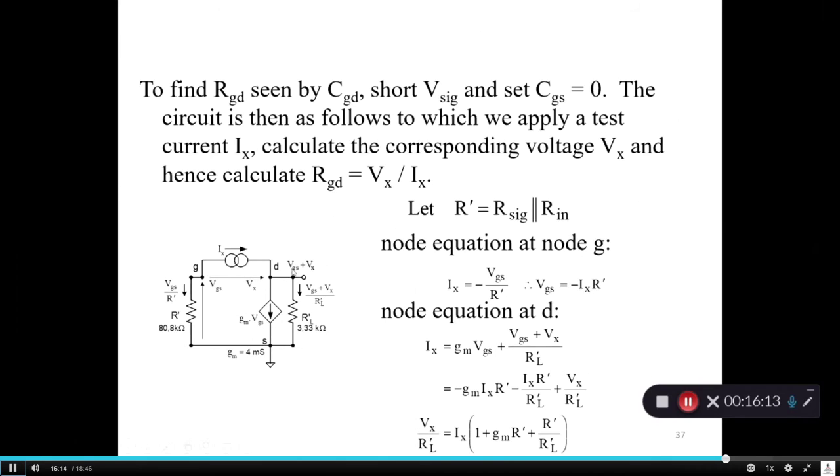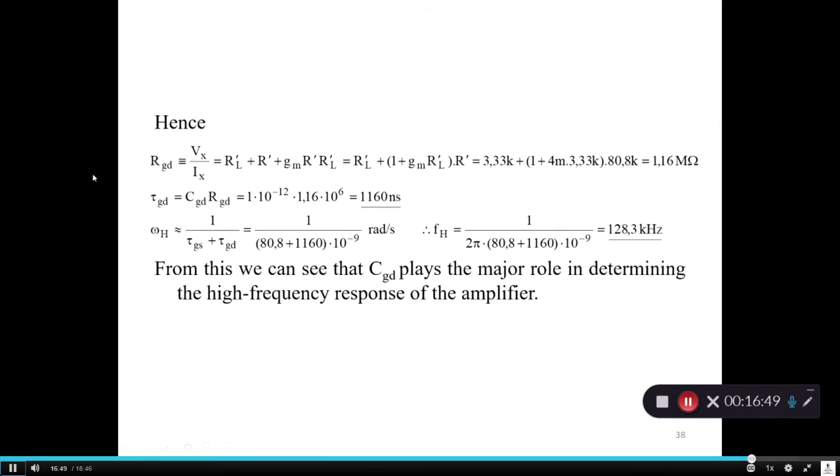How to calculate? See, here it is VGS plus Vx. So the voltage here will be VGS plus Vx. So the total formula for this right hand side section will be VGS plus Vx divided by R dash L. And what is this VGS? Because this is the intermediary voltage which we assumed, we have to remove it using this formula, minus Ix R dash L, and the remaining formulas are there. So using this one, you can calculate the value of resistance RGD.